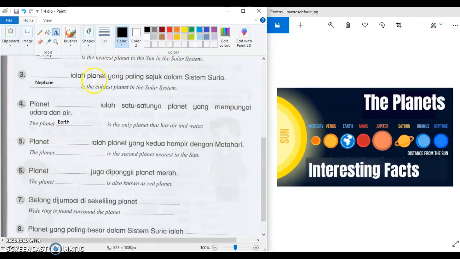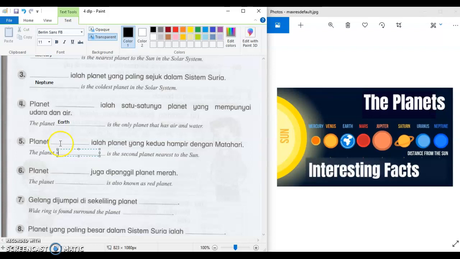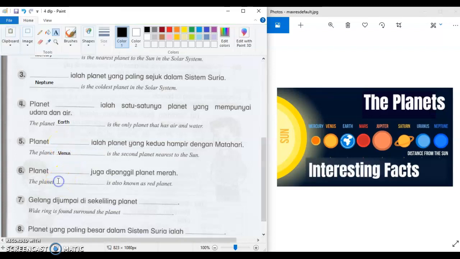Alright, number 5. The planet is the second planet nearest to the sun. So what is the planet that nearest to the sun? Venus. Alright, so write down here Venus. Alright, next, number 6.